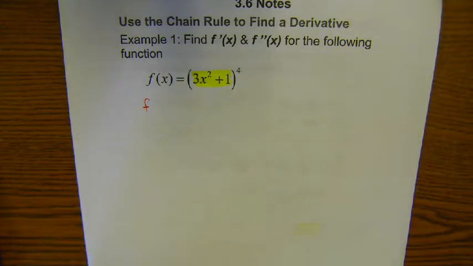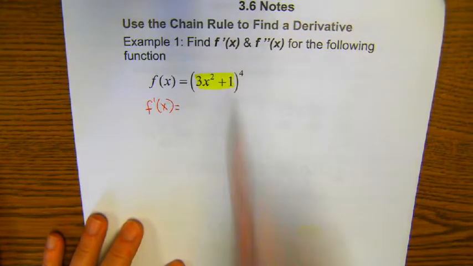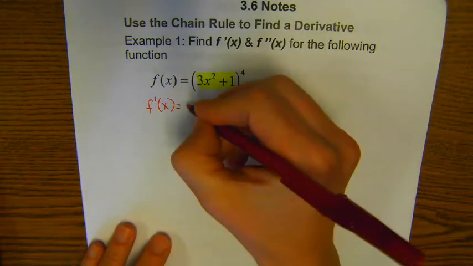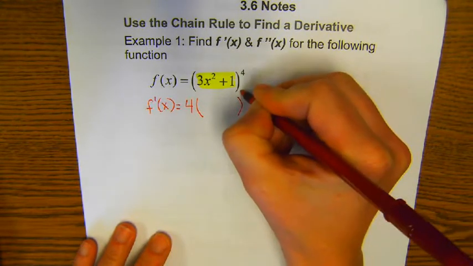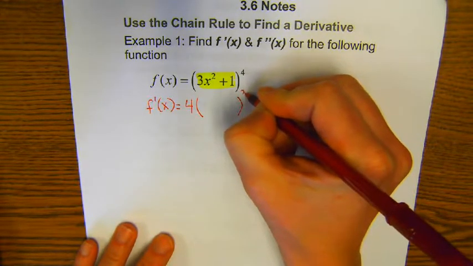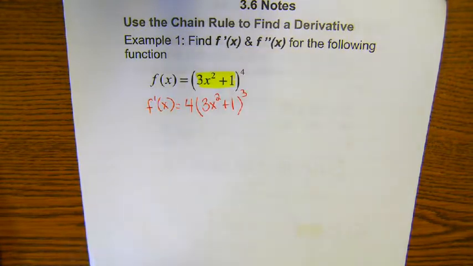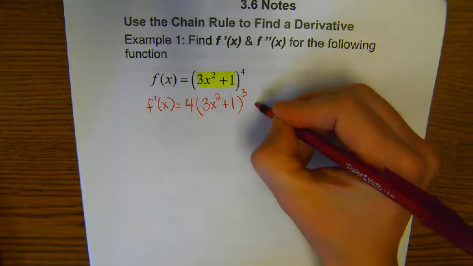Okay, so my outer rule then is, what do we do with that fourth power? We bring it down to the front, good. And we now have to the third power. Okay, and then I just put that 3x squared plus 1 in there. I have not changed the inside. I just did the outer rule. And then now I need to multiply by the derivative of what's inside.